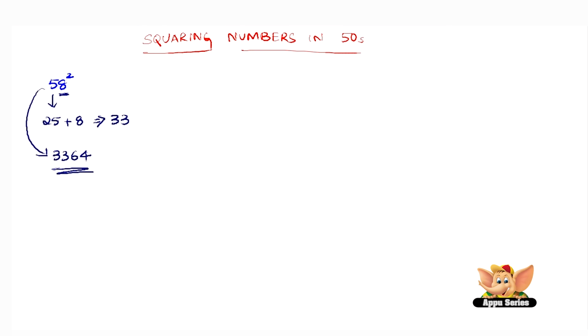Let us take another example, that is 54 square. Square of 5 is 25. Add 4 to it, we get 29. Now simply join the square of 4 to 29. So we get 29, square of 4 is 16. So 2916 is the square of 54.